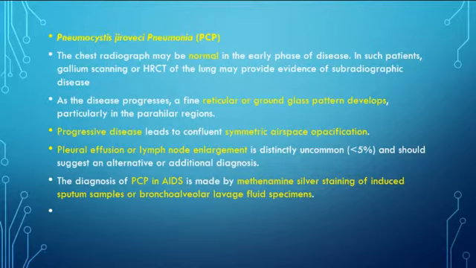As the disease progresses, a fine reticular or ground glass pattern develops. Progressive disease leads to confluent symmetrical airspace opacification. Pleural effusion and lymph node enlargement are distinctly uncommon and should suggest an alternative or additional diagnosis. So in PCP, you don't see pleural effusion, you don't see lymph nodes. It's just lungs. Diagnosis is made by methenamine silver staining of induced sputum samples or bronchoalveolar lavage fluid specimen.